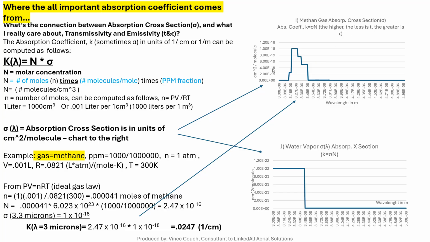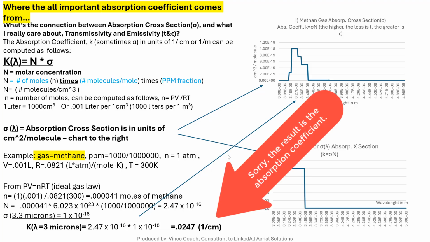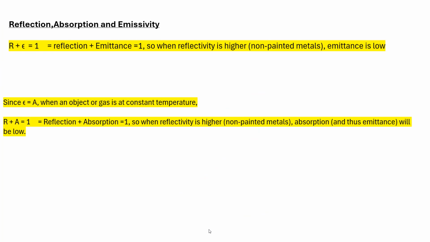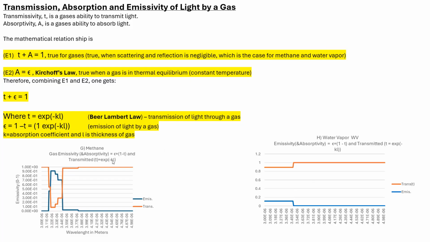Let's see, absorption. Yeah, this is the cross section. So this is coming from here. 2.47 times 10 to the 16th. That's the large N. And this is the absorption cross section from this chart at 3.3 microns. It's about 1 times 10 to the minus 18th. So now we can compute the absorption coefficient, 0.0247. Okay, and that's what you plug into this equation right here. That would be your K, and then L is just the distance, right? The length of the methane cloud.